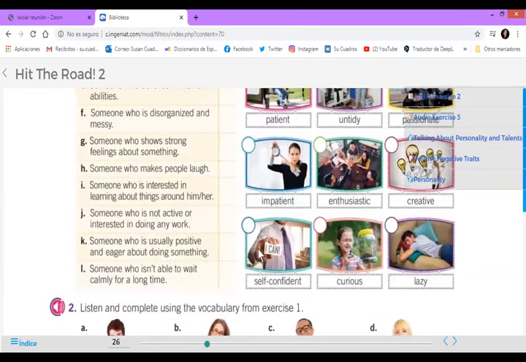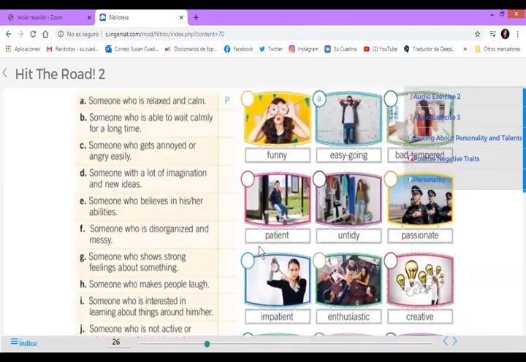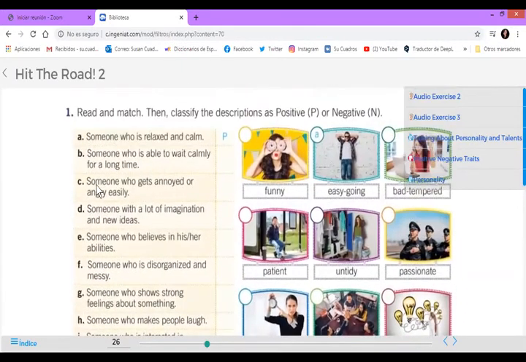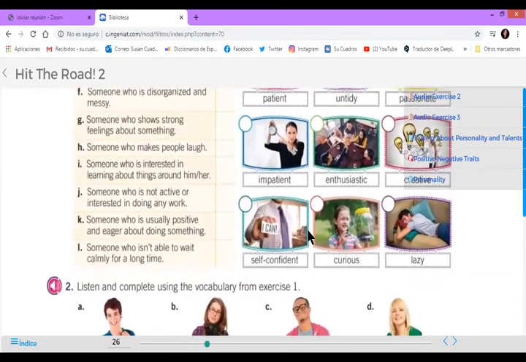All right. What do you think about the next letter? C. Someone who gets annoyed or angry easily. Yes, you remember that girl? Yeah, that's bad-tempered. Okay, are you bad-tempered? Think about it. Okay, and think twice. All right, so when we finish this, we're going to classify the descriptions as positive or negative.